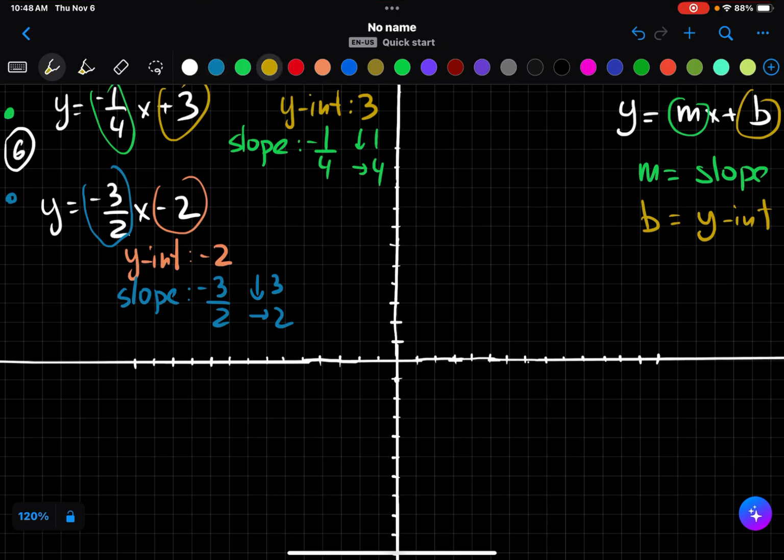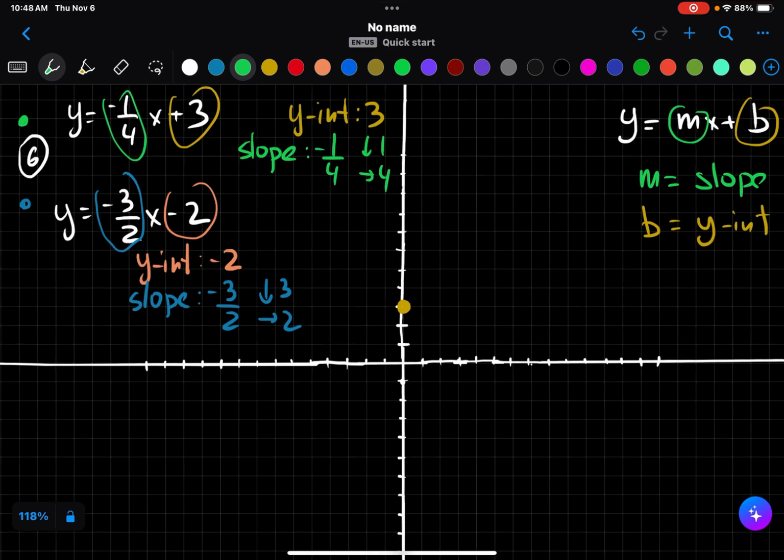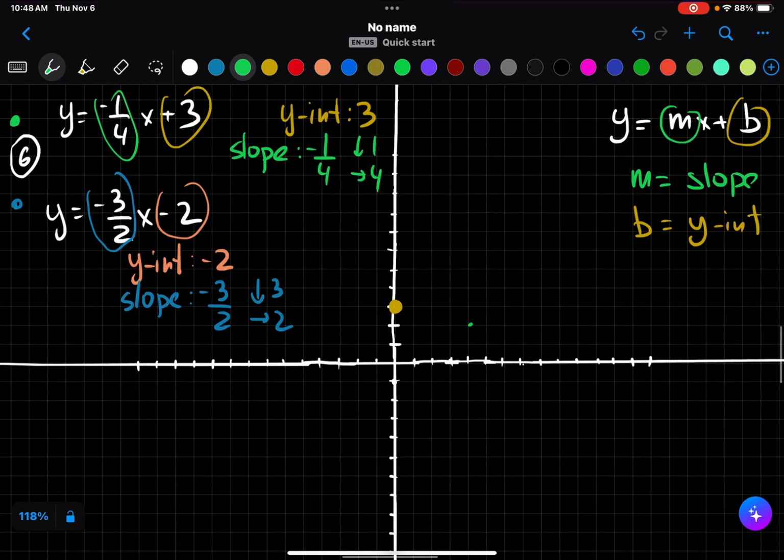Let's graph them. For the green equation, we're going to start at y at 3. And we're going to go down 1 to the right 4, which is here. All right, let's graph it. Okay, be very careful with your graphing and always use a ruler.